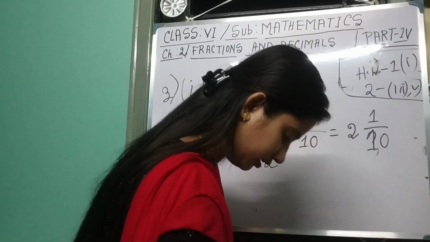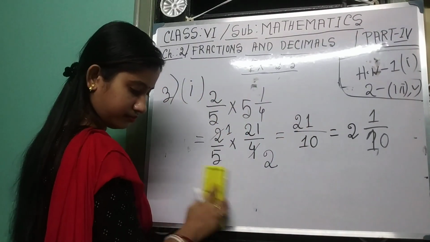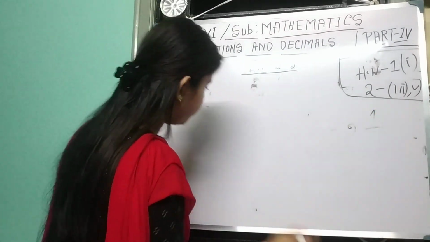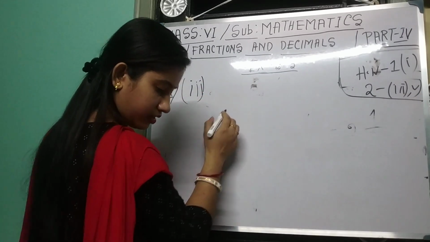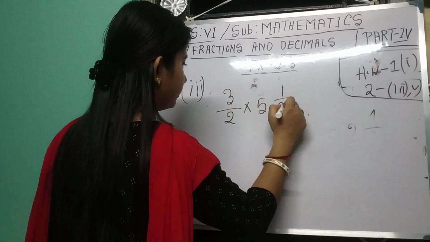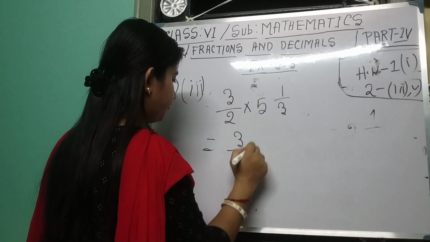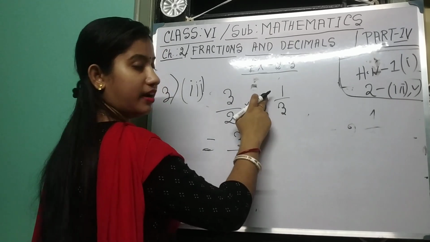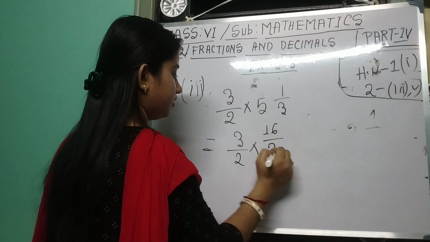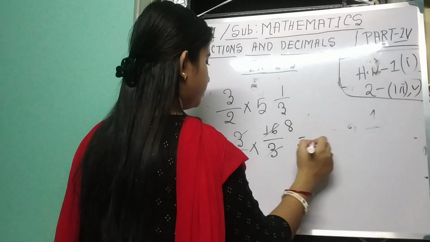Next, number 3: 3/2 times 5 of 1/3. First we write 5 of 1/3 and simplify this. 3 times 5 is 15, 15 plus 1 is 16, over 3. Then 3 and 3 cancel, and 2 eights are 16. So this is 8.